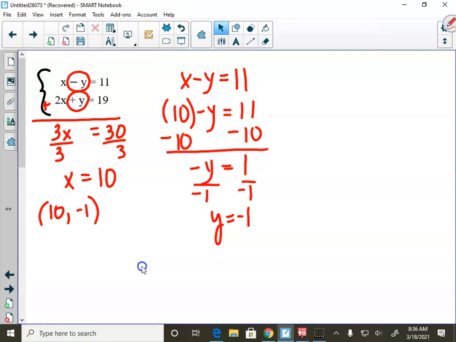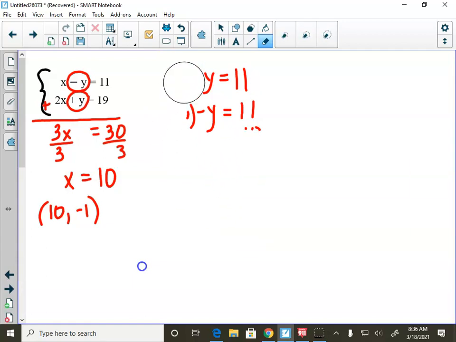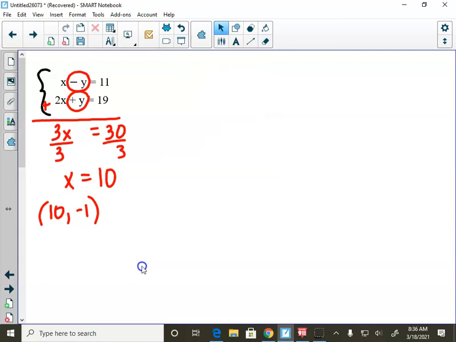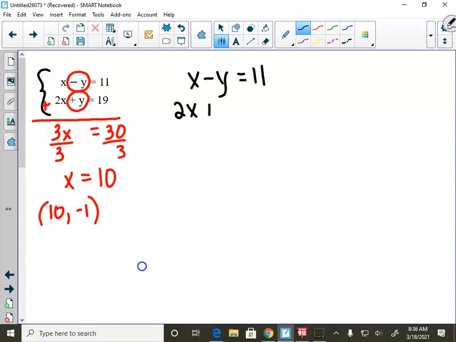But like I said, we used substitution for the second part. So I'm going to show you how to do what we call true elimination. Meaning we eliminated the y to find x. Now we're going to eliminate the x to find y. So our two equations, x minus y is equal to 11, 2x plus y is equal to 19. And now what we want to do is get to the point where we have the same coefficient for x, but maybe different signs.